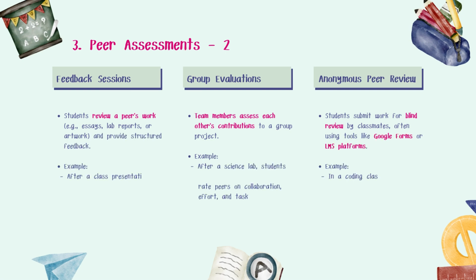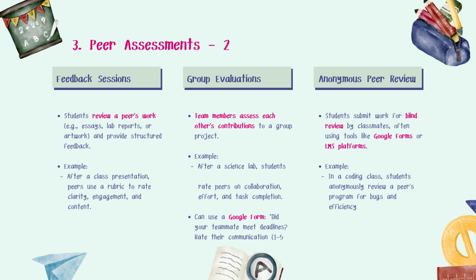The examples shared here are feedback sessions, group evaluation, and anonymous peer review. In the first example, students review peer work by providing structured feedback. Their peer work can be essays, lab reports, and artwork. In group evaluation, group members assess each other's work. This can be done by using Google Forms to ease the work of assessment and collection of data.